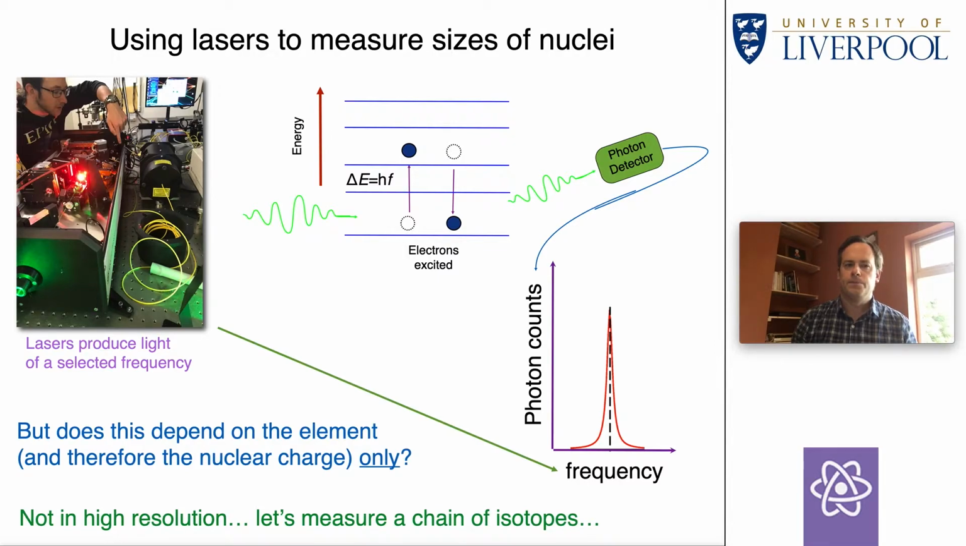So by looking for what is known as resonant frequencies, we are measuring the energies of the electrons in an atom. Now these energy levels are very different for different elements, but do they depend on the charge of the nucleus only? To know if it depends also on the other nuclear properties, we consider measuring a chain of isotopes of an element in high resolution to see if we get the same result.